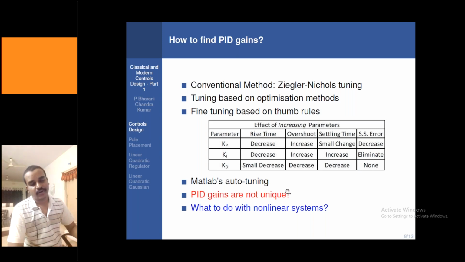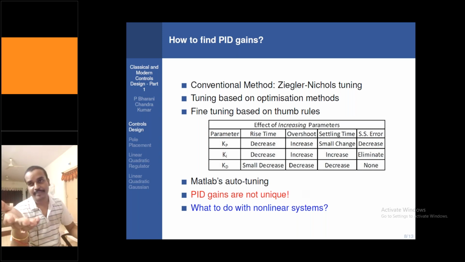And one should remember that these PID gains are not unique. That means you may get one set of KP, KI, KD values and I may get another set of KP, KI, KD values for a given desired specification. For example, if you want zero steady state error, zero peak overshoot, settling time less than 1 second, rise time less than 0.5 seconds.